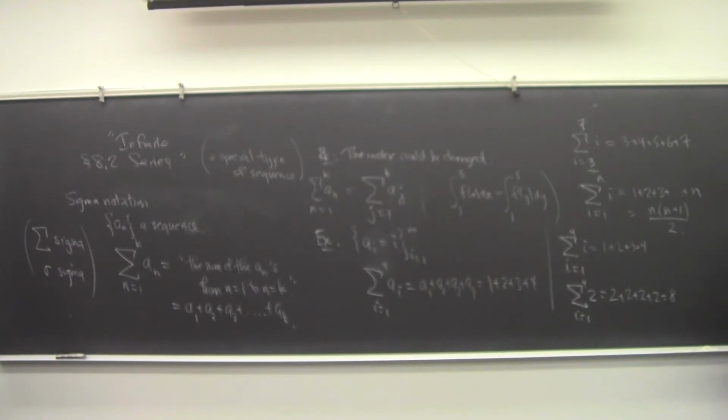So if you were asked to add the numbers from 1 to 100 in elementary school, you wouldn't have to do it. You would just take 100 times 101 and divide that by 2 and get 5,050.